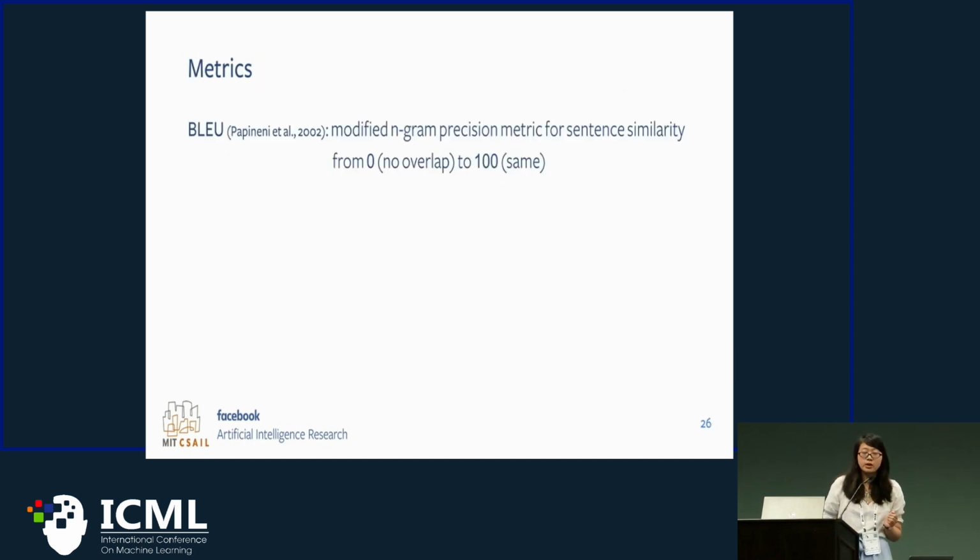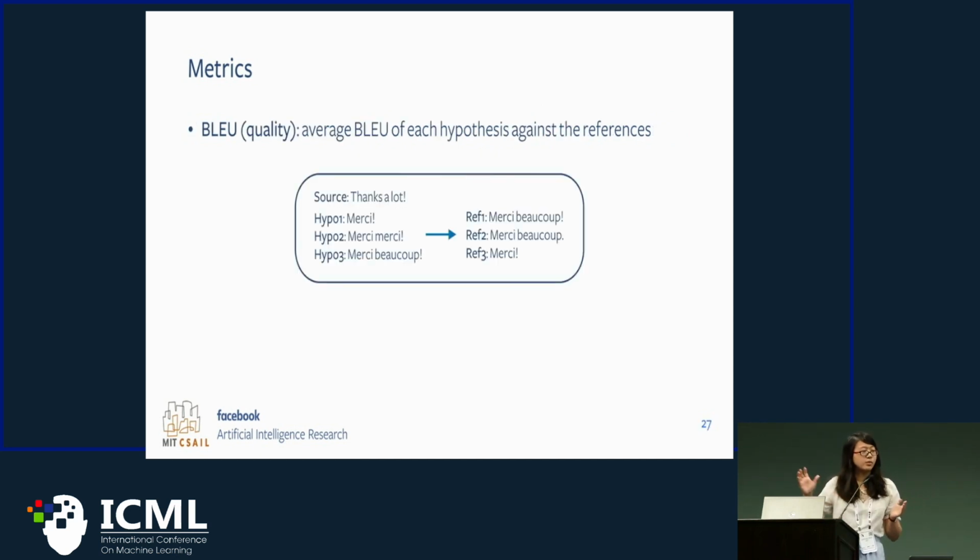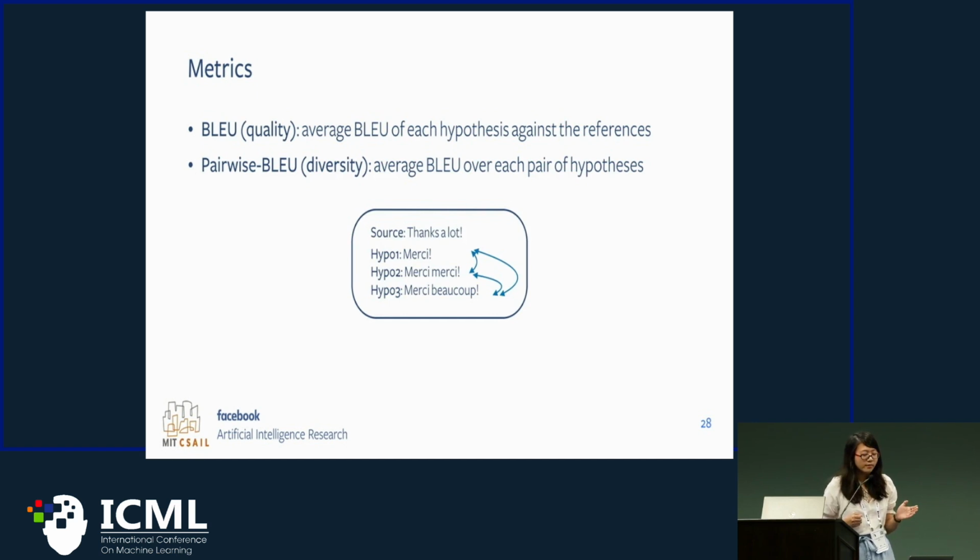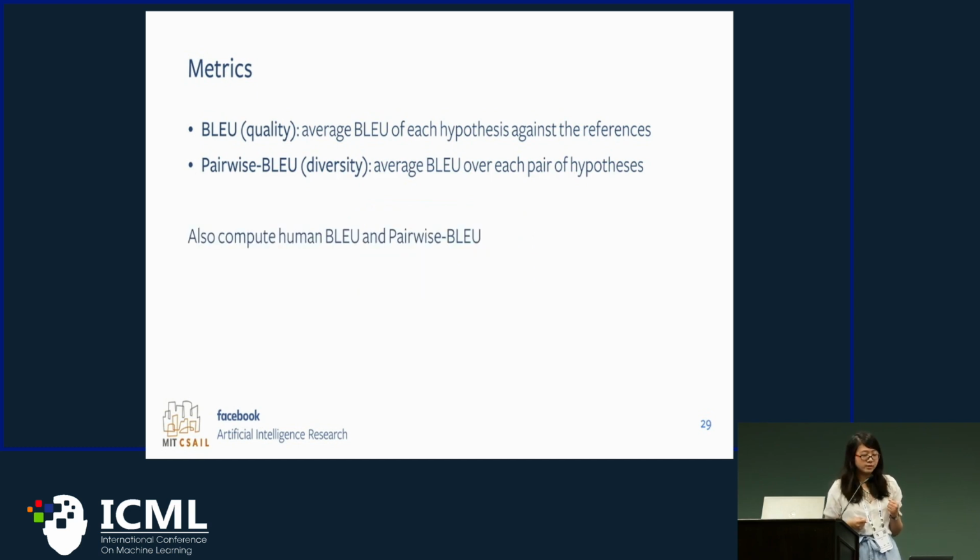We developed an evaluation protocol based on the BLEU score that measures sentence similarity using word n-gram matching statistics. It ranges from 0 when sentences have no overlap to 100 when they're the same. We compute the average BLEU of each hypothesis against the references to measure their overall quality. In addition, we compute the pairwise BLEU among the hypotheses to measure their diversity. We also compute human BLEU and pairwise BLEU for reference.